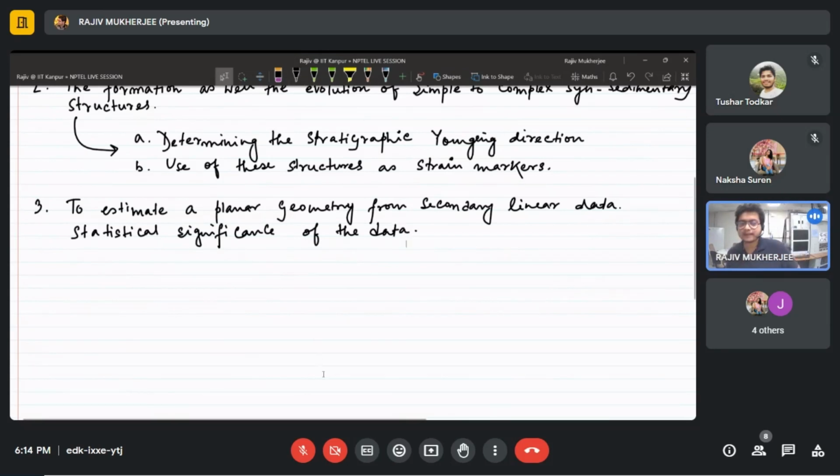Okay, that means statistical significance in the sense I am trying to talk about how much data should we collect and how much data set would tell us that okay, so this is a robust measure and there is a little amount of error within that data, right? Okay, and the fourth one is of course the relationship between planar and linear fabric.